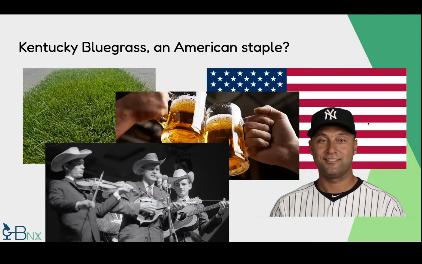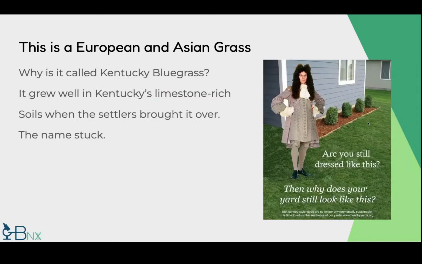So why do we use Kentucky bluegrass? I mean, it's named Kentucky bluegrass. They named the music after it. It's got to be an American grass, right? That's actually a European and Asian grass. So when the settlers first brought it over, it grew really well in Kentucky's limestone-rich soils, and that's why it's called Kentucky bluegrass. It's actually not native to this region of the world at all. It's naturalized here at this point, but it's not native.